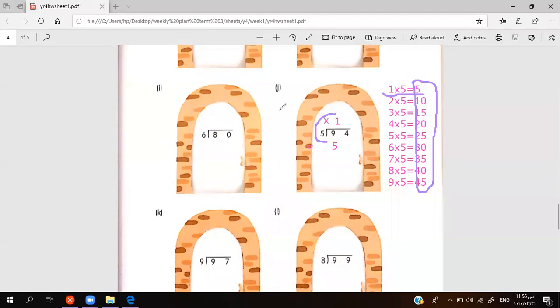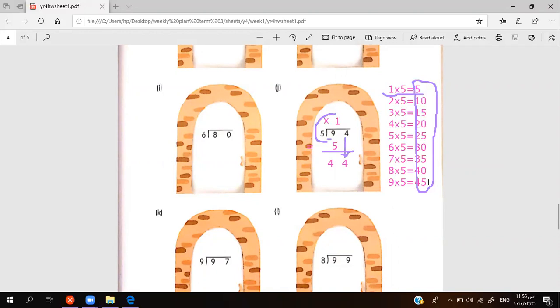After I multiply and write my answer, second step is to subtract. After 5, 6, 7, 8, 9. So I have a 4. My third step is to make the number go down. Okay, the number will go down, which is the 4. Okay, and then I see what times 5 gives me a 44.